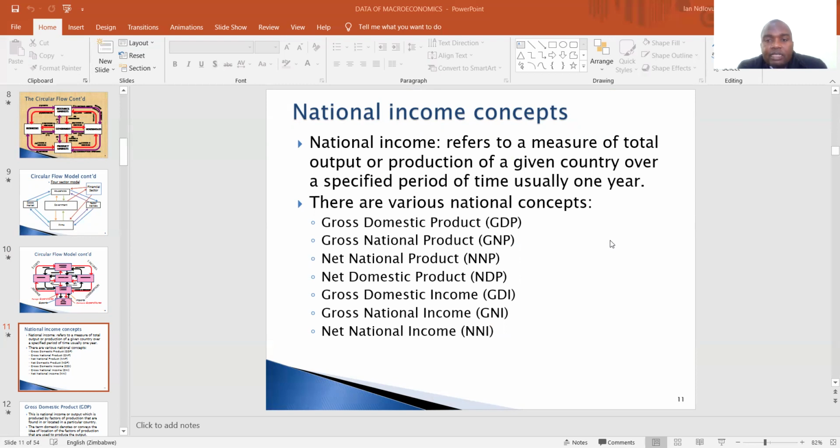We've got various national income concepts, which include gross domestic product or GDP, gross national product or GNP, net national product or NNP, net domestic product, which is NDP, gross domestic income, which is GDI, gross national income, which is GNI, net national income.